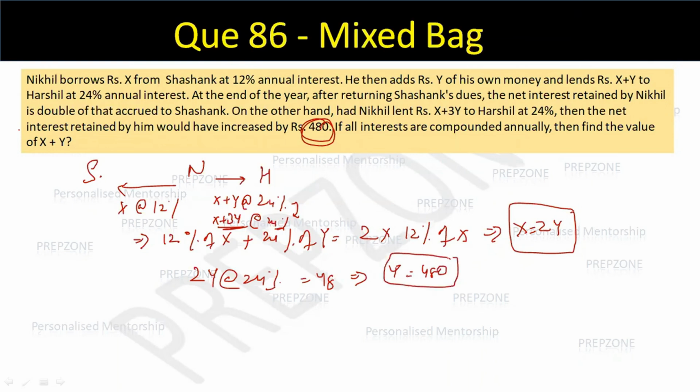2000. Sorry, y has to be 1000, my bad, y has to be 1000, right? अगर y 1000 होगा तो 2000 का 24% is 480. So if y is 1000, x is 2000, because x is 2y, then x plus y has to be 3000.